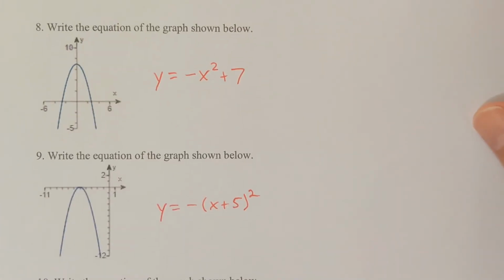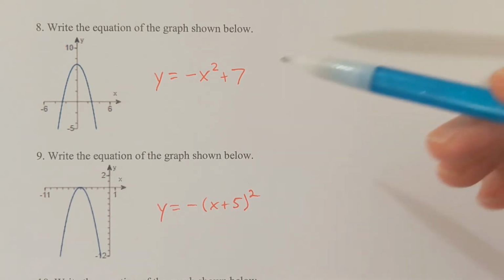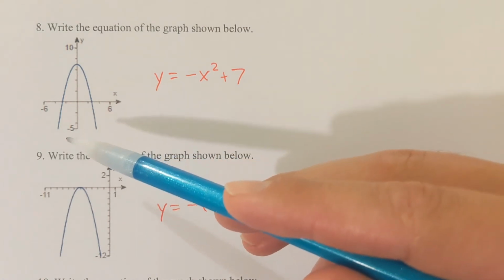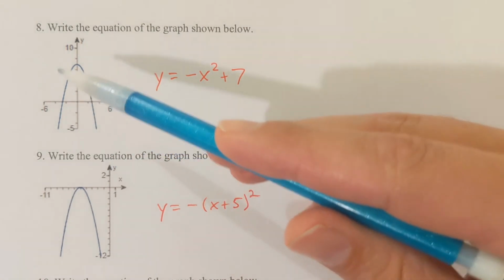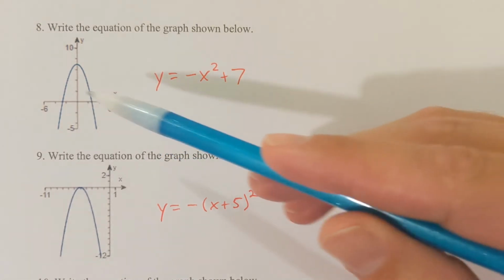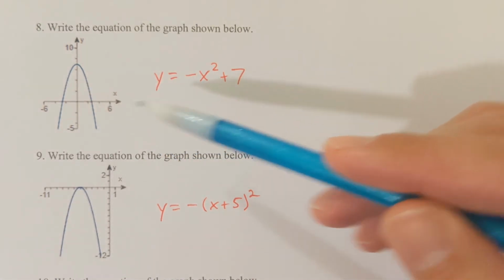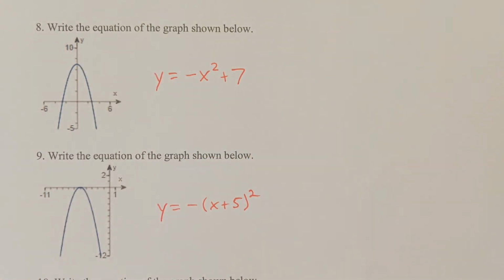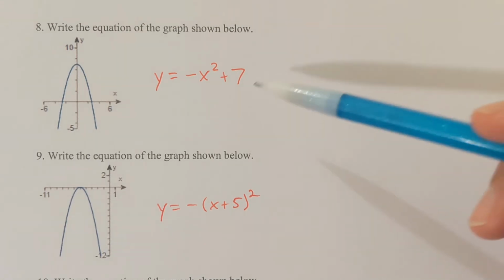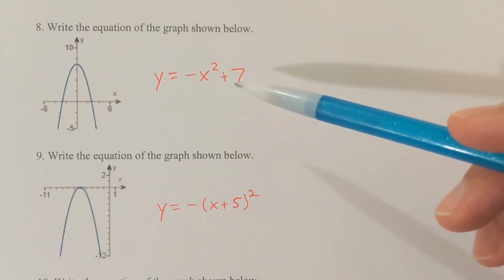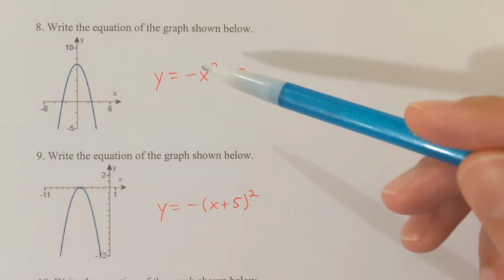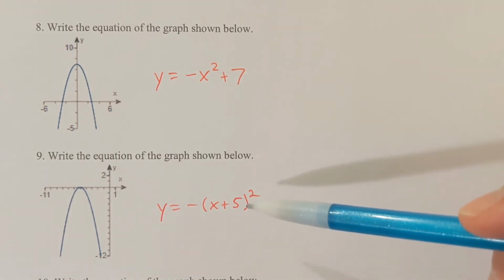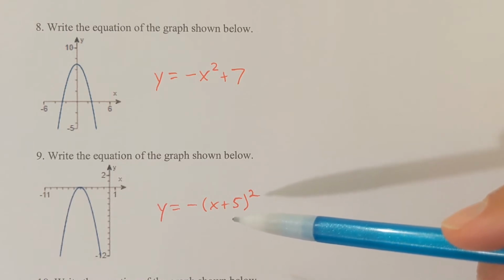Okay. Problem 8. Write the equation of the graph shown below. So here I would have reflected about the x-axis, because I would have started with y equals x squared. And I would have reflected about the x-axis and then shifted up 7 units, it looks like. So y equals negative x squared plus 7. Now, I don't want parentheses there, because parentheses mean something different.